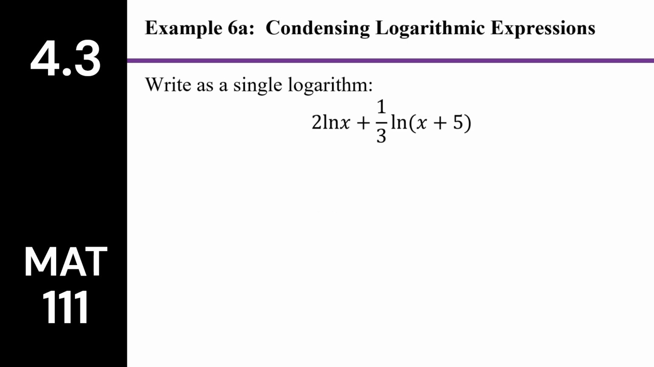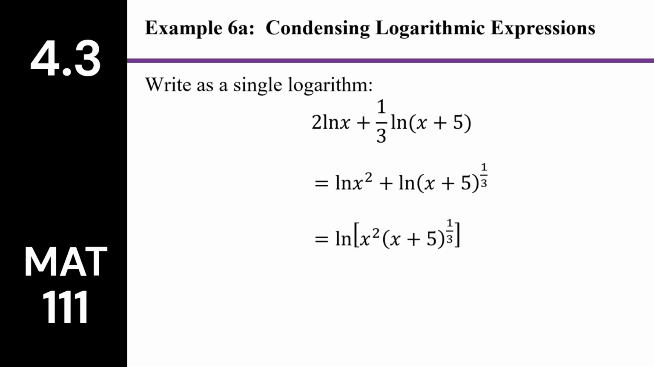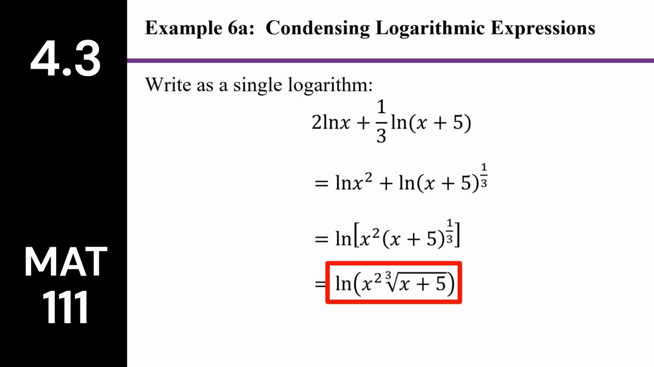To condense this log, we'll start by using the power rule and slide those coefficients up as exponents. We then use the product rule and write that as the log of a product. Since the 1/3 power is the same as the cube root, we rewrite this as the natural log of x squared times the cube root of x plus 5.